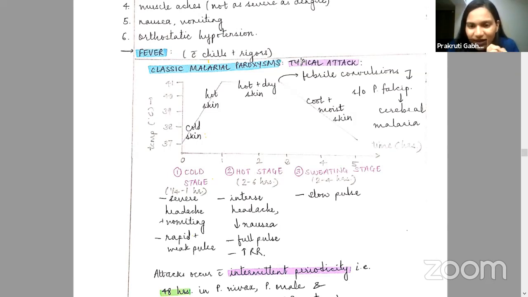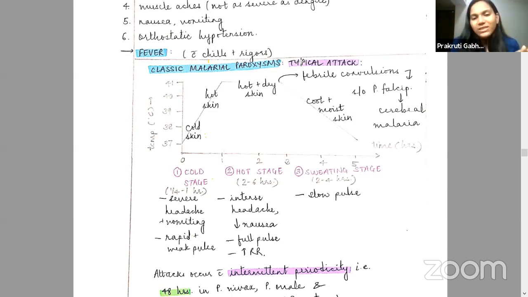And the third stage is the sweating stage, which lasts for about 2 to 4 hours, and the patient has a slow pulse. This is when the patient sweats profusely, bringing down the temperature. The skin becomes cool and moist. Now, during the hot stage, when the temperature is at its maximum, about 40 to 41 degrees, the patient might have febrile convulsions. It's a warning signal, basically, suggestive of a falciparum infection, because it can also suggest what is known as cerebral malaria, which is one of the complications and manifestations of a falciparum infection.